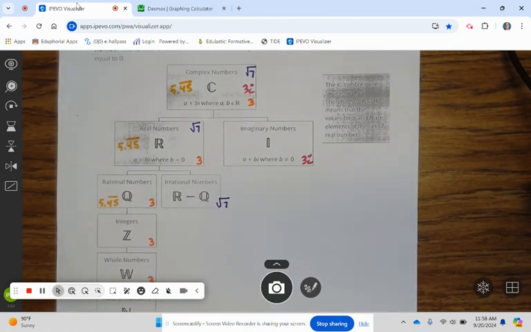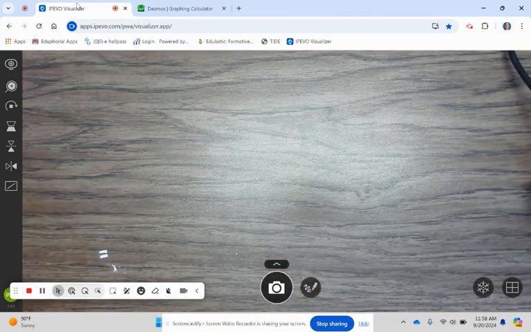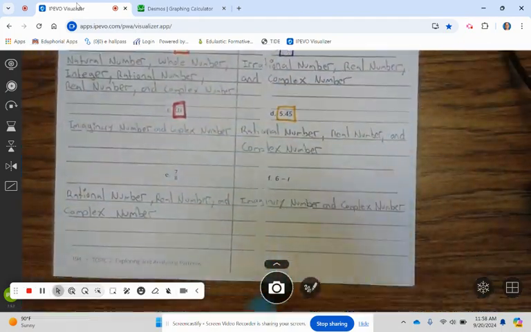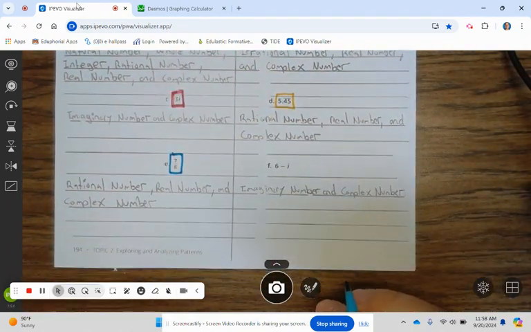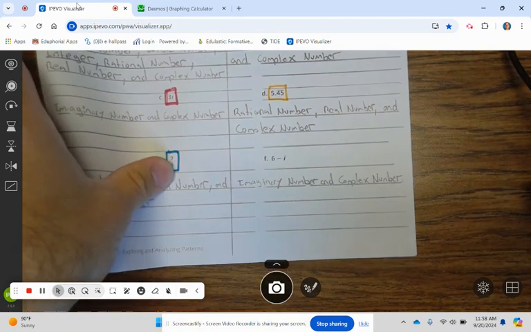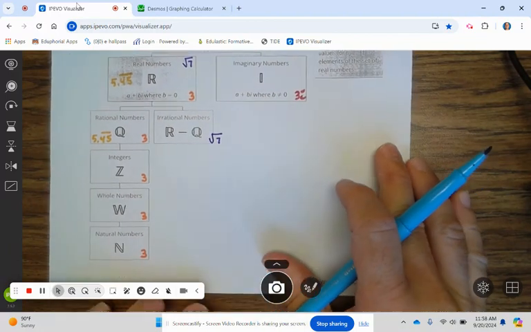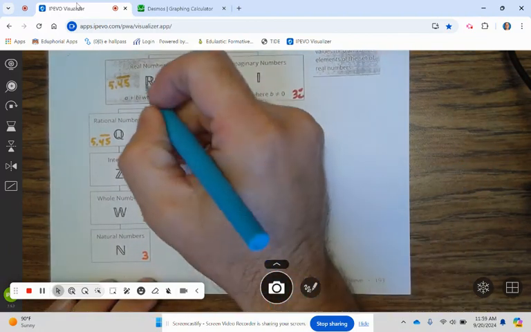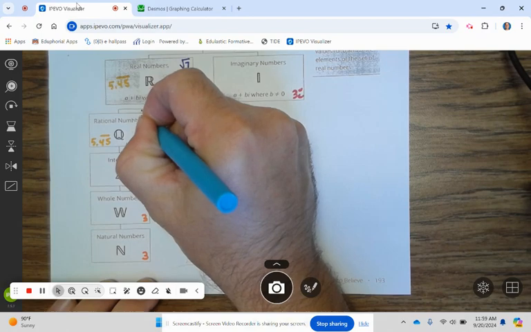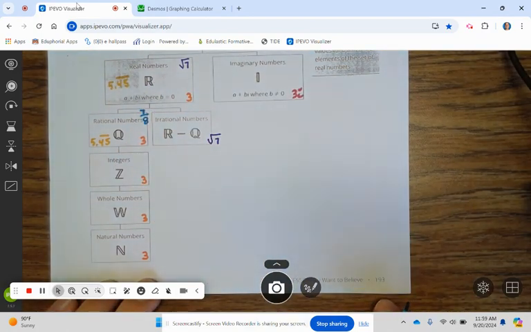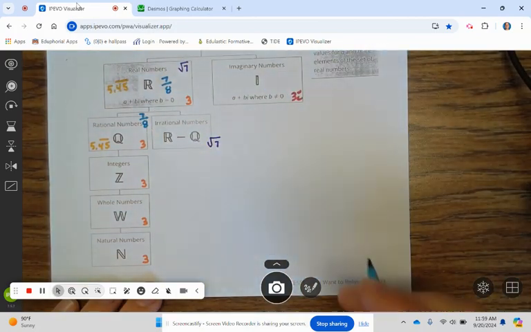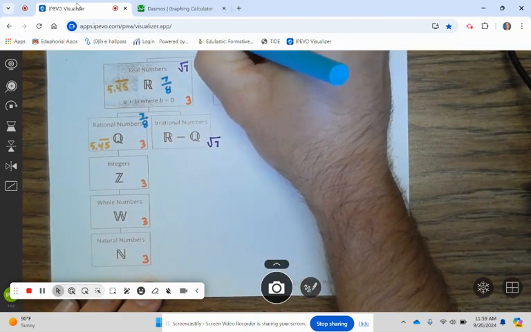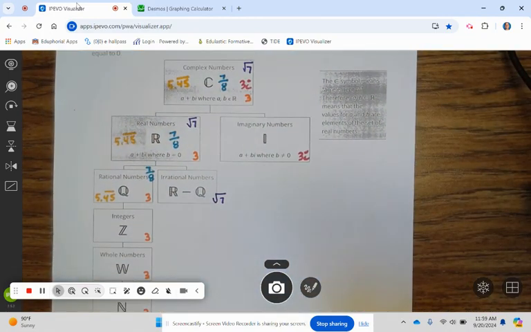All right, let's take a look at the next number. 7/8, let's do in blue. 7/8 is a rational number, a real number, and a complex number. So it's a rational number, it's a real number, and it's also a complex number.